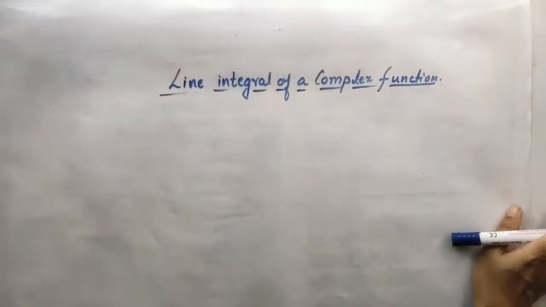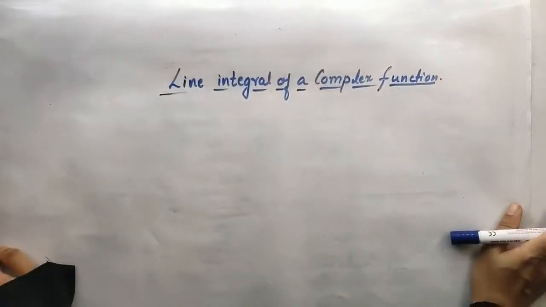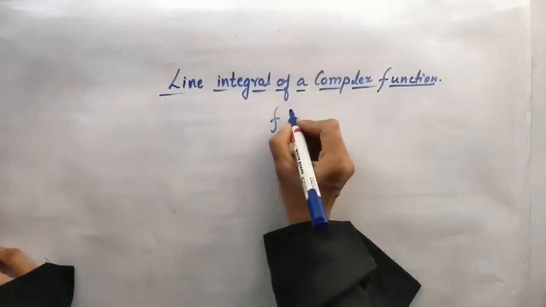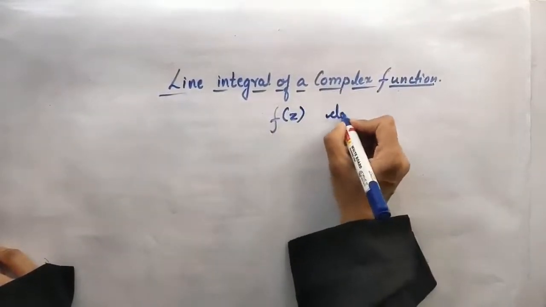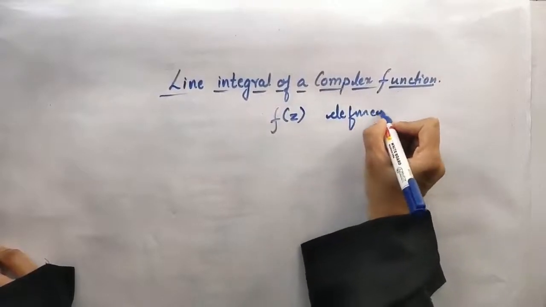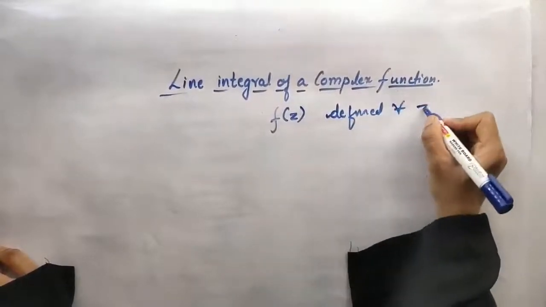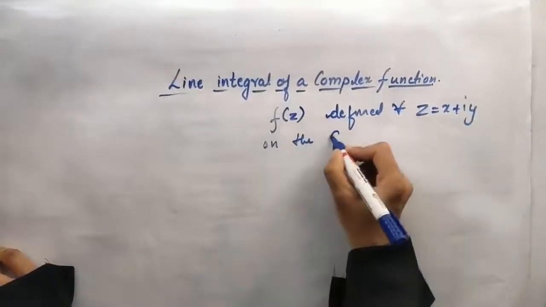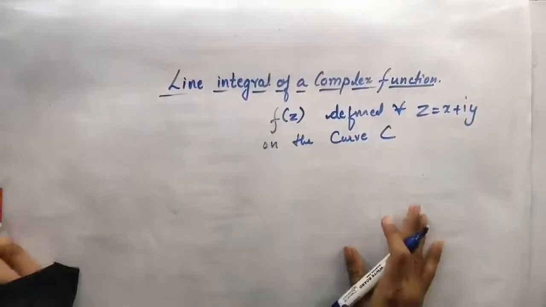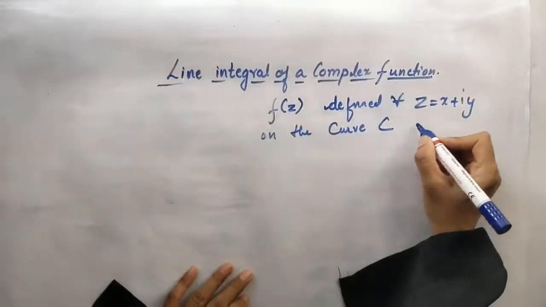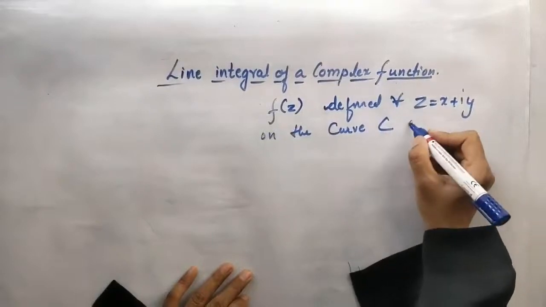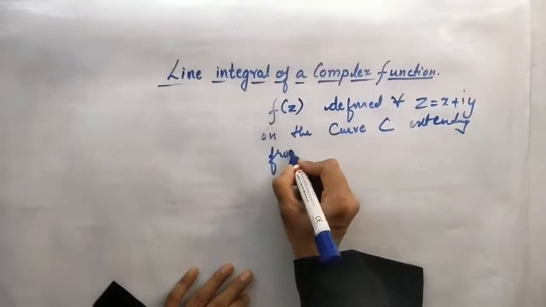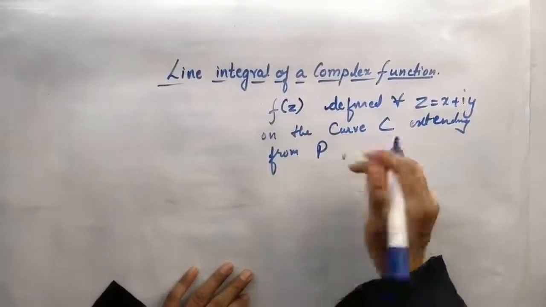Let us understand what is the line integral of a complex function. Consider a continuous function f of z defined for all z is equal to x plus iy on the curve C, which is extending from P to Q, as shown in the figure.